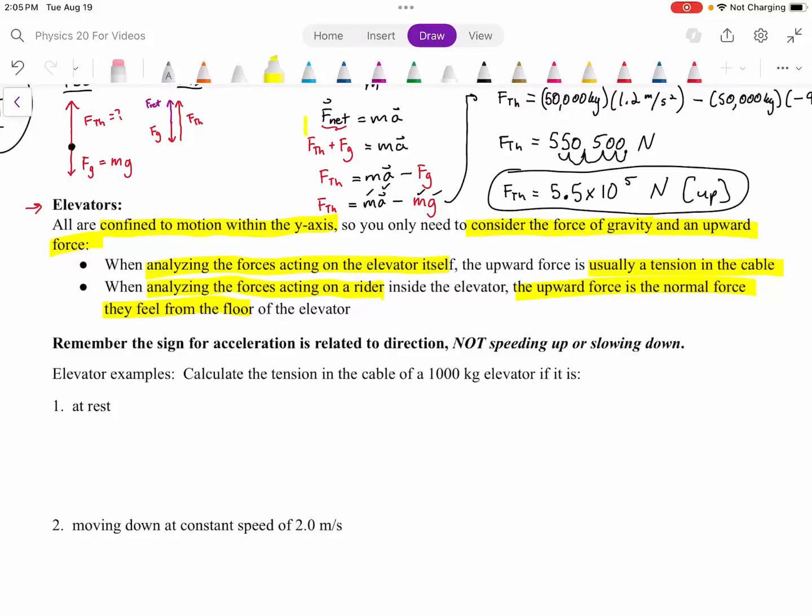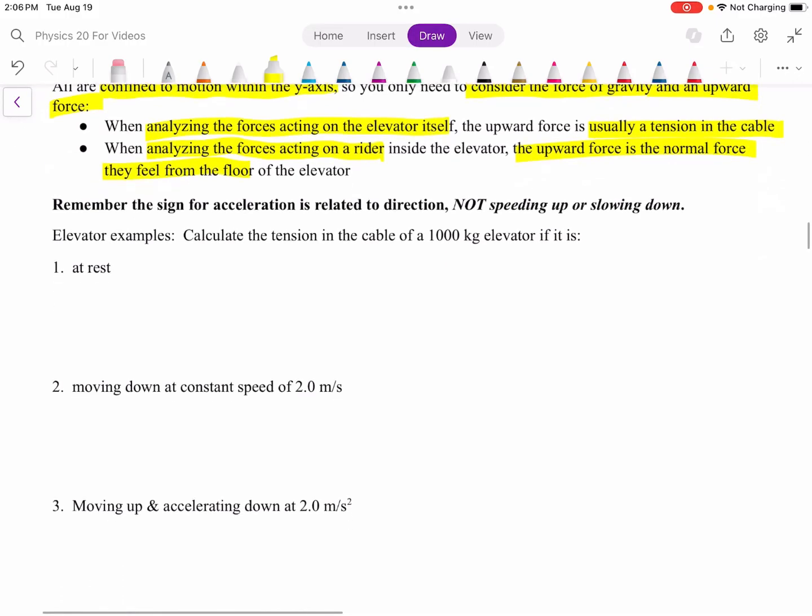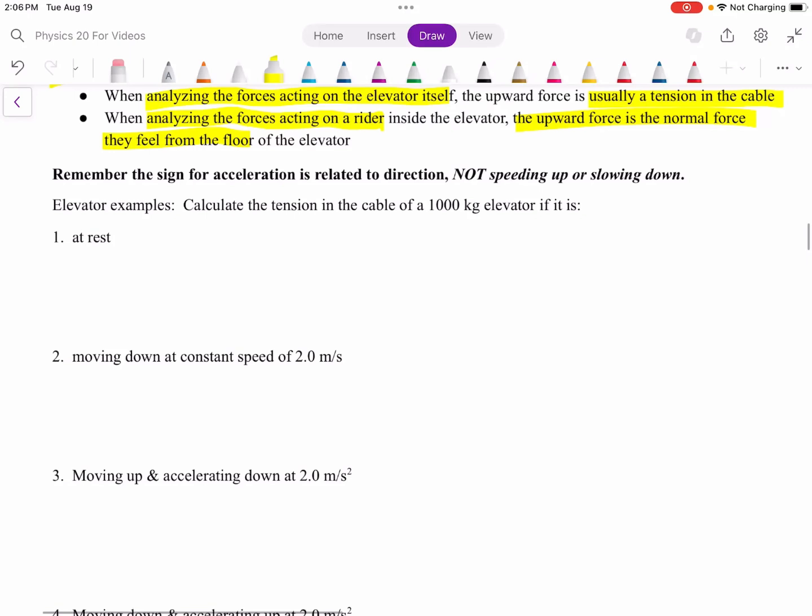And again, it's not like the physics is any different there. It's still just upward force, downward force, find the net force to think about acceleration. It's just whether you're interested in the whole elevator, right? Or a specific person in the elevator, what the actual relevant forces are. Okay, so remember, as we head into this, the sign for acceleration is related to direction. It has nothing to do with speeding up or slowing down, right? Sometimes students forget that a negative acceleration doesn't necessarily mean you're getting slower. It just means you're accelerating in the negative direction, okay?